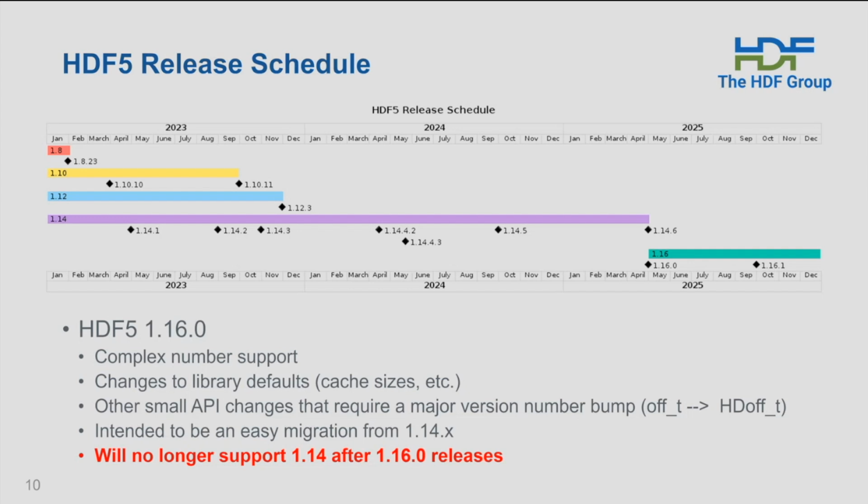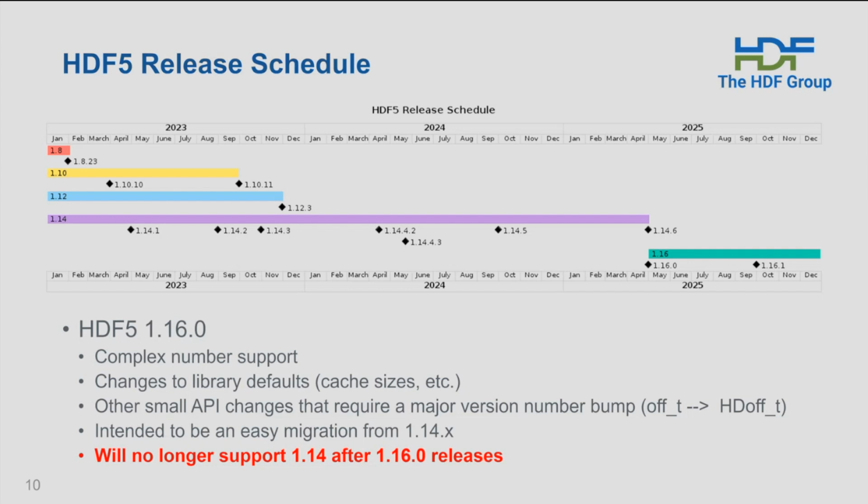We want to make sure that we're working well. We're picking defaults that make sense in 2024 and 2025. And then, there's some other small API changes that do require a major version number bump. Like we are switching from using off_t in the public API to HDoff_t, because off_t is only 32 bits on Windows, and so that makes using external storage a problem if you've got big data sets.